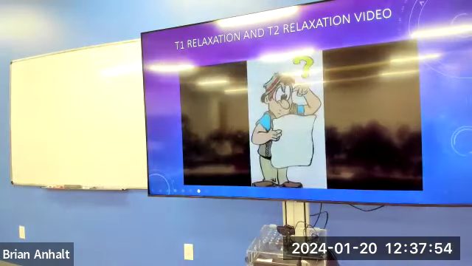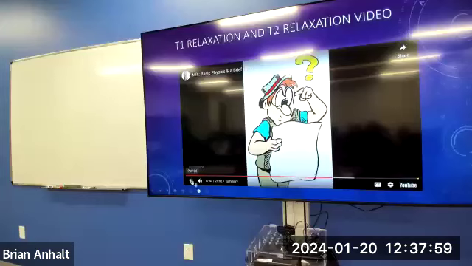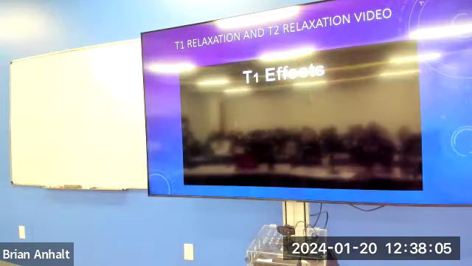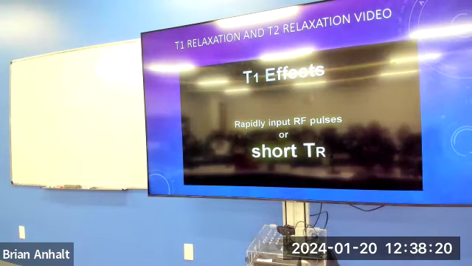Now, this is a difficult concept and you may have to listen to it a few times to get it to sink in, but to summarize, the T1 relaxation effects are accentuated by rapidly exposing the protons to radio frequency energy and keeping the spins in the high energy state and thus reducing the effective longitudinal magnetization. Tissues that recover quickly will have a large signal, while those slow to recover will have a low signal.